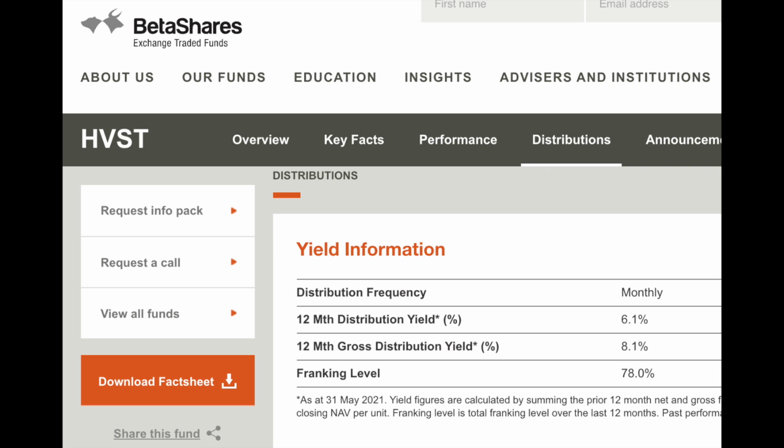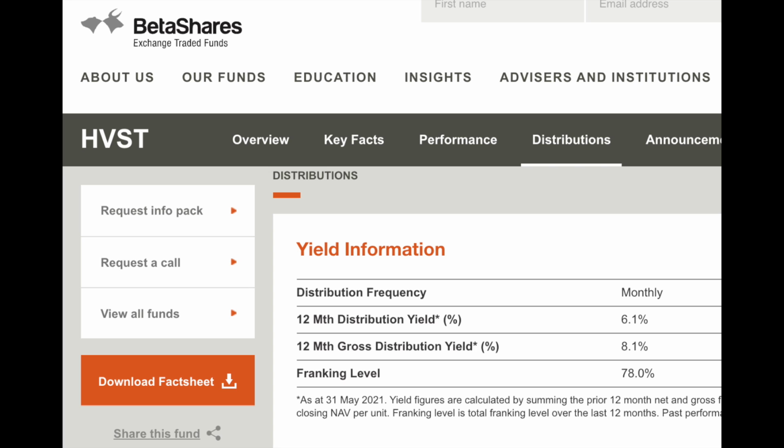Funds, particularly exchange-traded funds, are really easy for beginners, and they're a nice passive way to build up your portfolio. Now, as I mentioned, exchange-traded funds in Australia usually pay quarterly, but there are some that pay monthly. So I've done some research on some really good exchange-traded funds. I just did that this week. And these are the two that I particularly like from BetaShares. The first is BetaShares Harvest Fund, HVST.